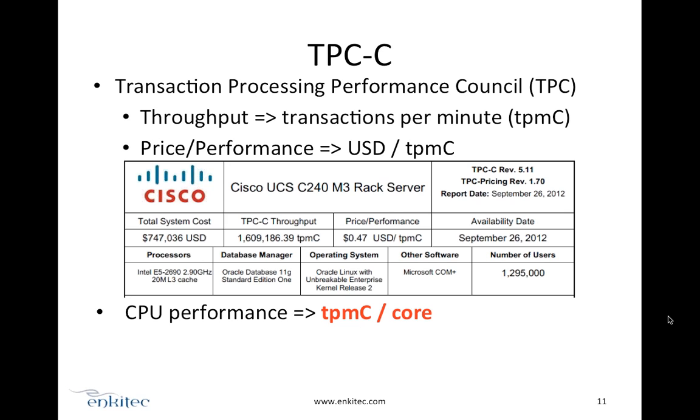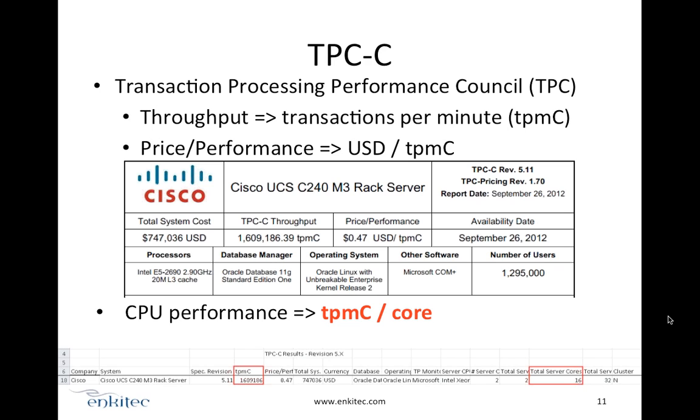So first is TPCC. It's made by the Transaction Processing Performance Council. The measure of performance is by throughput and price performance, right? So transactions per minute and dollars per transactions per minute. When you go to the website, they've got these full disclosure reports, and on those reports there are these headers, but we're only after the CPU performance.